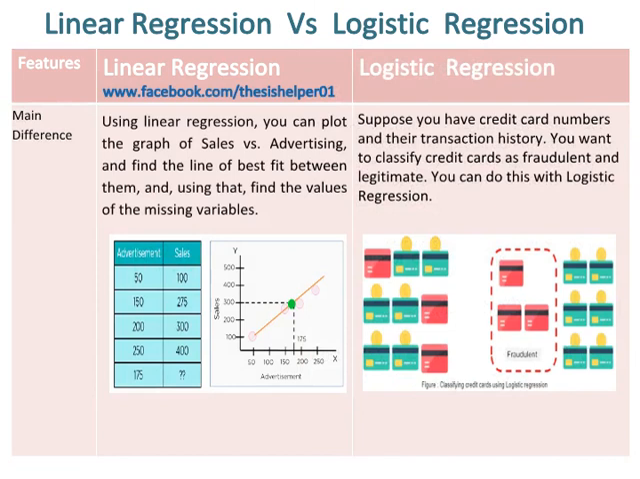Using linear regression, you can plot the graph of sales versus advertising and find the line of best fit between them, and, using that, find the values of the missing variables. Whereas, suppose you have credit card numbers and their transaction history. You want to classify credit cards as fraudulent and legitimate. You can do this with logistic regression.